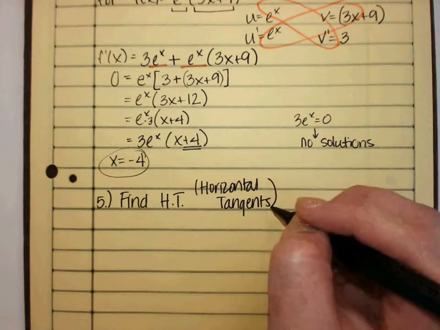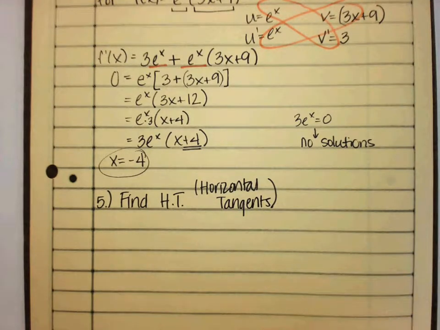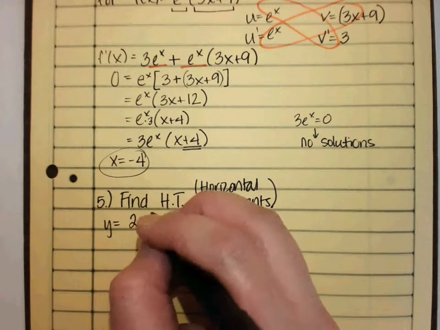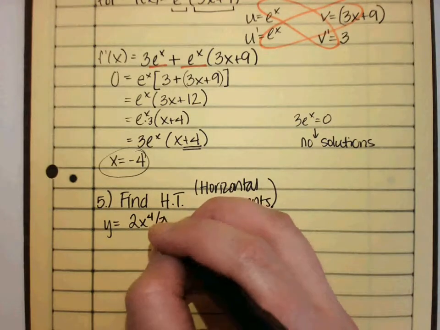Okay, find horizontal tangents. y equals 2x to the 4th times 3x minus 4.